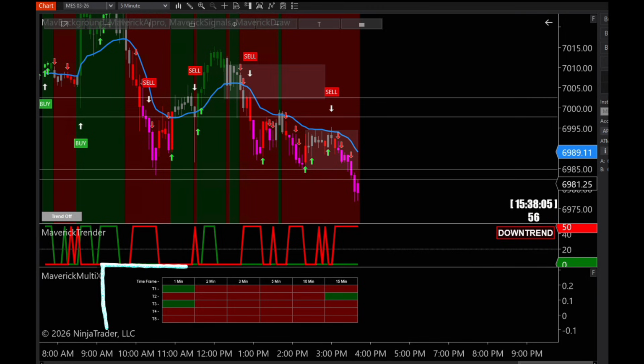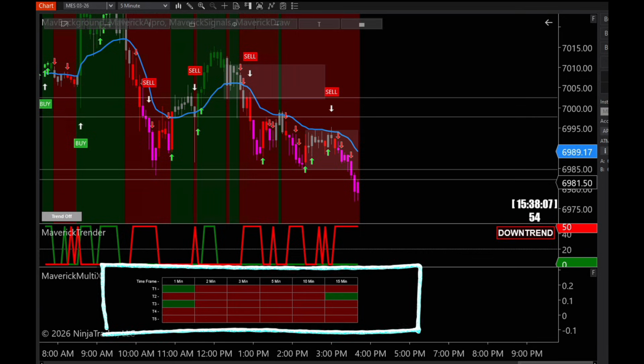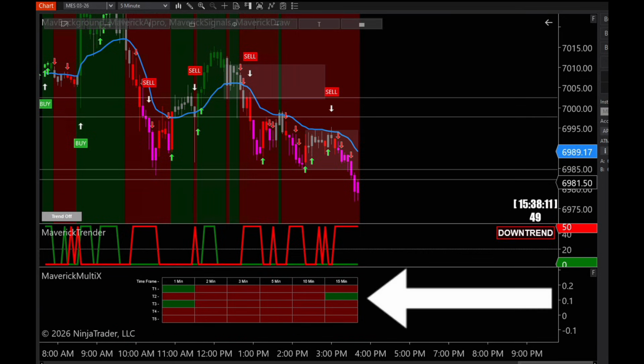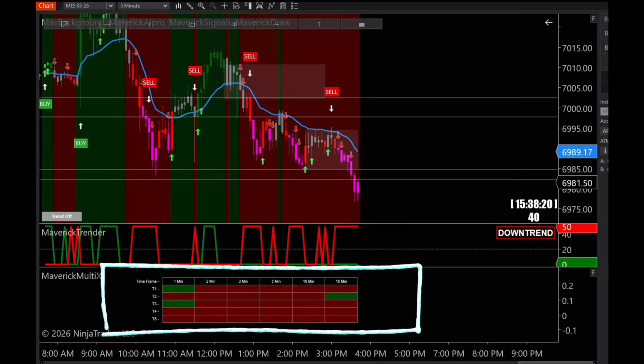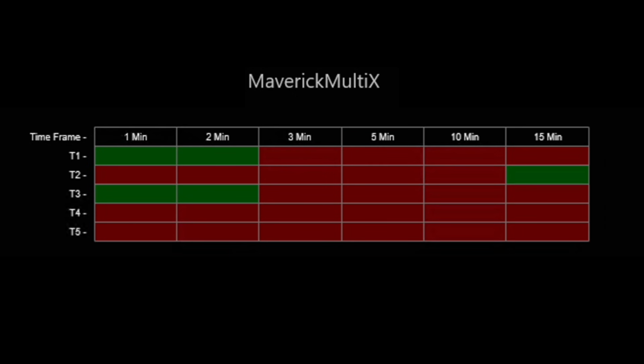And then finally, our Maverick Multi-X. This is a beautiful indicator I love that I've been using for years. Think of this as, instead of having 6 charts on your screen, why not have the Maverick Multi-X down here in a nice, neat little package? What it's doing is, think of this T1 through T5 as Trader 1 through Trader 5. They're algorithms, but think of them as Trader 1 through Trader 5.